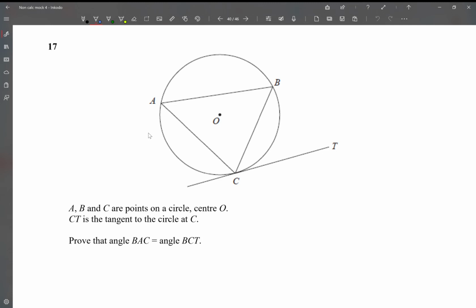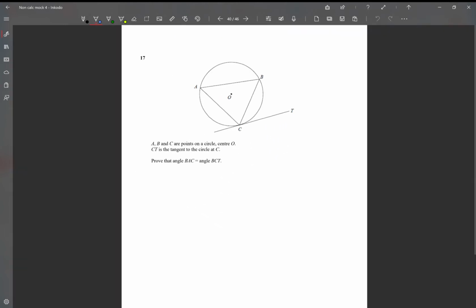Okay, here's a question. It's a circle question, and you can see we've got a circle with a triangle inside. They've drawn a centre and called it O. CT is a tangent to this circle, which touches this point here. Okay, so just zoom out there if you want to have a go at that question.